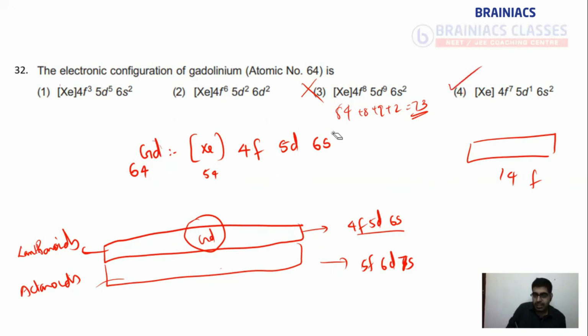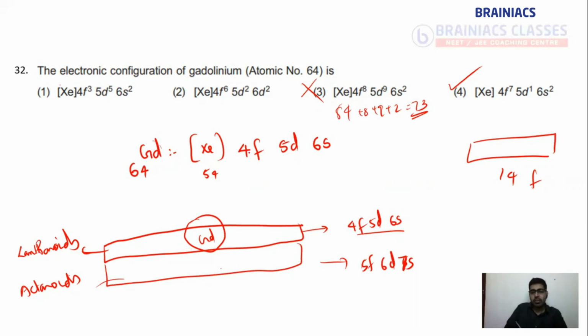Okay, I'll explain once more. Please listen carefully. You should know in which series gadolinium belongs. Gadolinium belongs to the lanthanide series. For the lanthanide series, the last shell, penultimate shell, and anti-penultimate shell are 6s, 5d, 4f. For actinoids, they are 7s, 6d, 5f. Now, gadolinium belongs to lanthanoids. So, xenon, the last shell is 6s, penultimate shell 5d, anti-penultimate shell 4f.